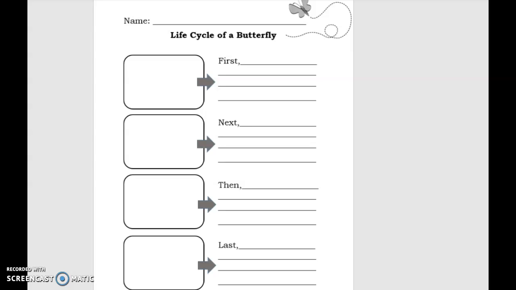So now for your assignment, okay, as you can see on my screen, this is what you're doing, okay? You can do this on your journal. You don't have to print this. You are going to tell me what you learned and you are going to draw on these little boxes the stages. Stage 1, stage 2, stage 3, stage 4. Okay, what happened first, what happened next, what happened then, and what happened last.